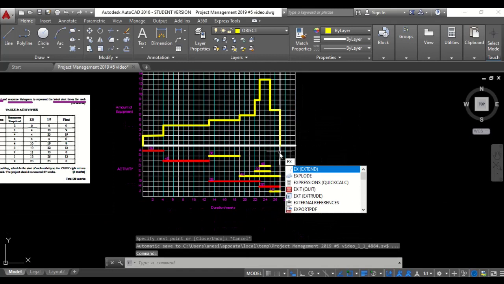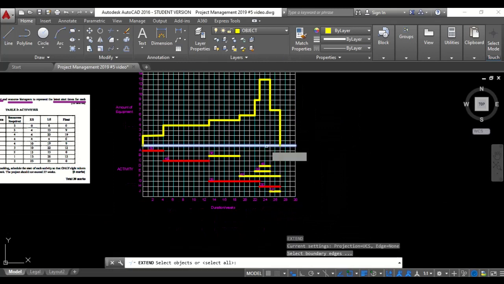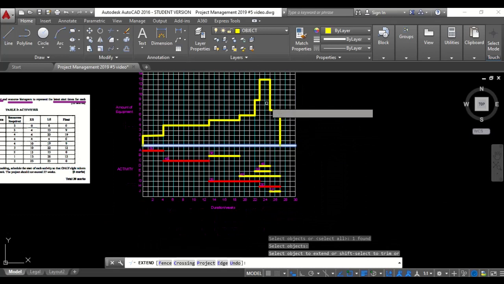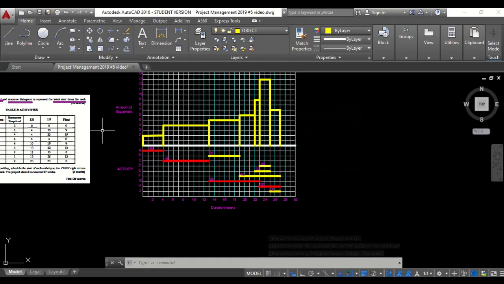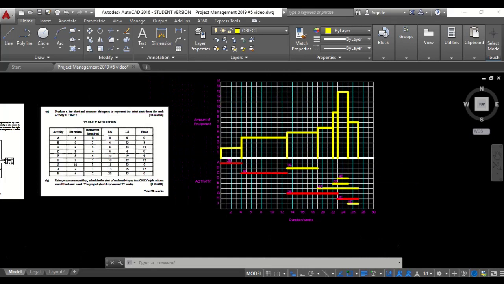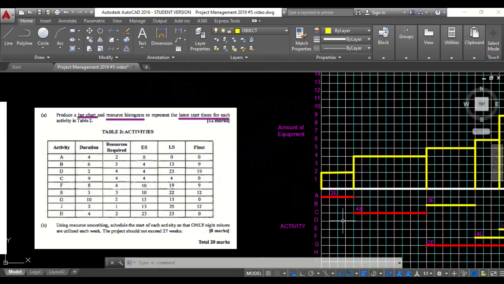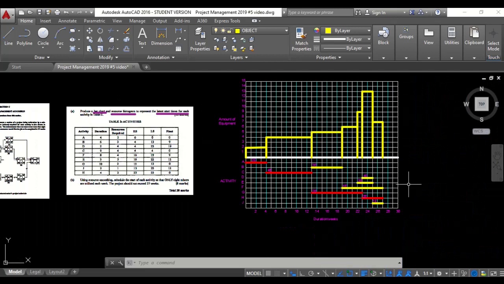So now I'm just going to be using extend, selecting this line as my boundary, and then clicking the lines to extend them. And this is finishing off our histogram. And there you have your histogram based on the information requested from question A. So let's see if we did what was requested. We were to do a bar chart, we did. We were to do a resource histogram, we did. And it was to represent the latest start times for each activity, and we did. So that means for question 5A, we have done all the things that were required of us.